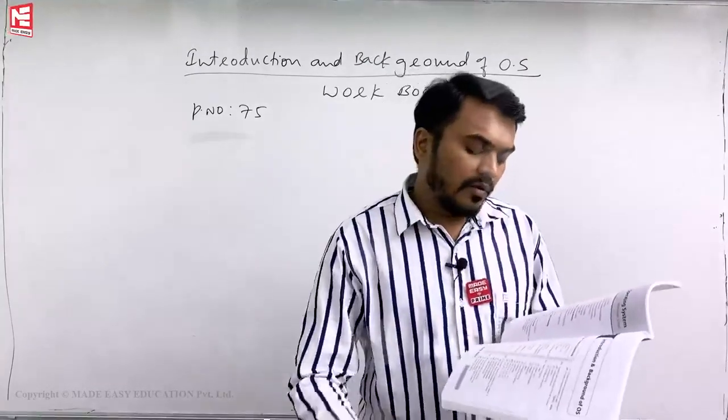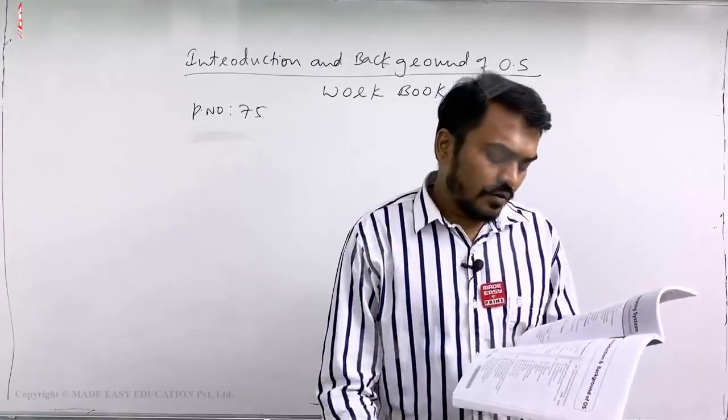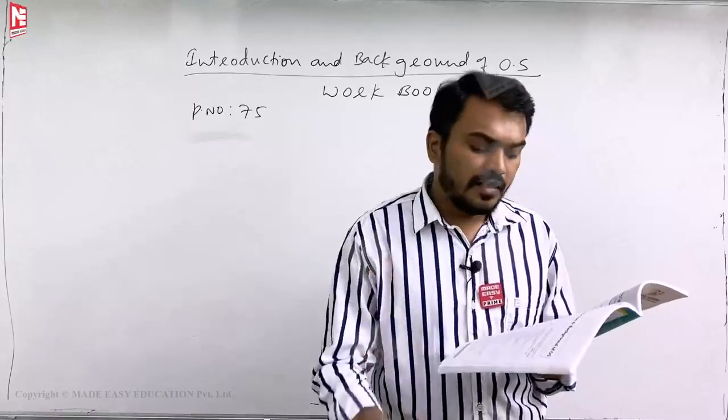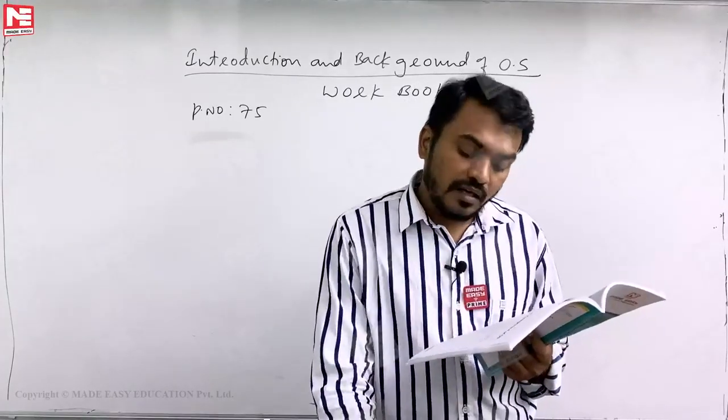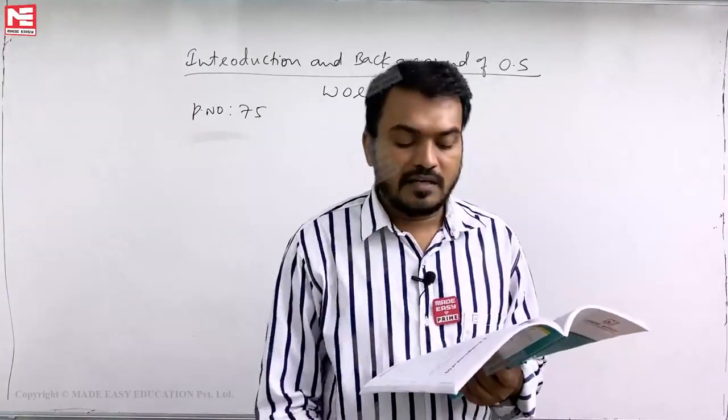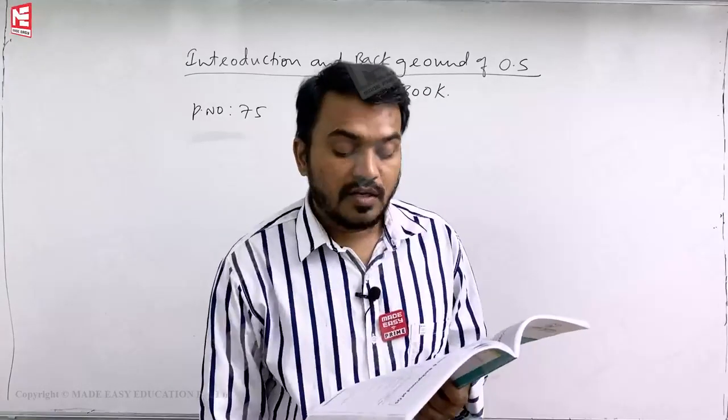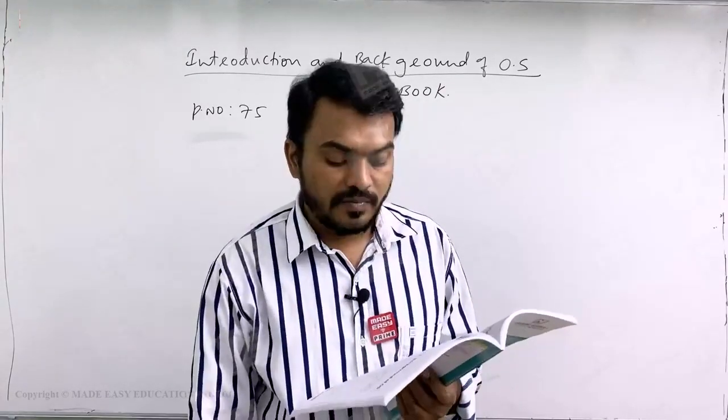So question number 4, D for Delhi. Question number 5, D for Delhi. Question number 6, what is the answer? A. A is the right answer. A for Ahmedabad. Question number 6, A for Ahmedabad.